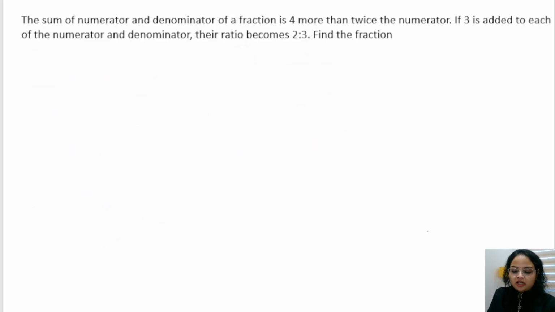Next one. The sum of numerator and denominator of a fraction. We will assume the fraction as A by B. The sum of these two, numerator and denominator, is 4 more than twice the numerator. 2 times the numerator, numerator is A. 2A. 4 plus 2A. So this is the one equation. We will solve it.